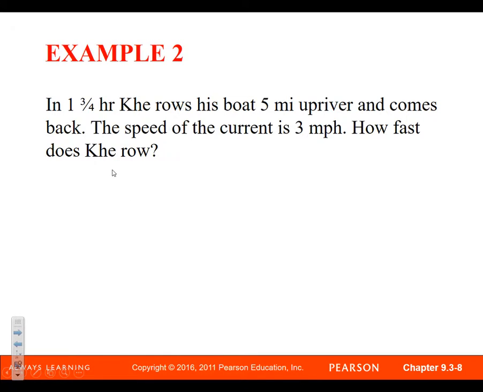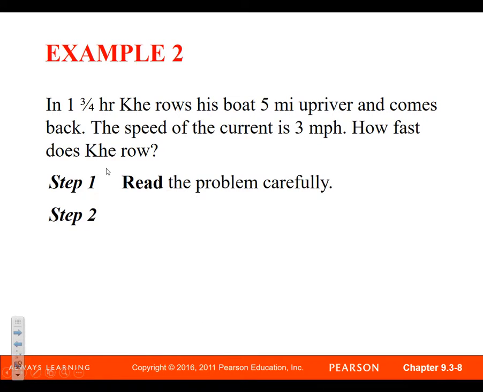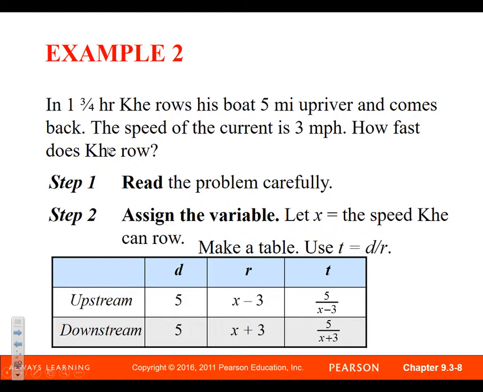Quadratic equations. Okay, quadratic equations are going to be exactly that. In this case, they're using distance, rate, time. They're creating a table out of that. The question here is saying the speed of the current is 3 miles per hour. How far does Kahi row?